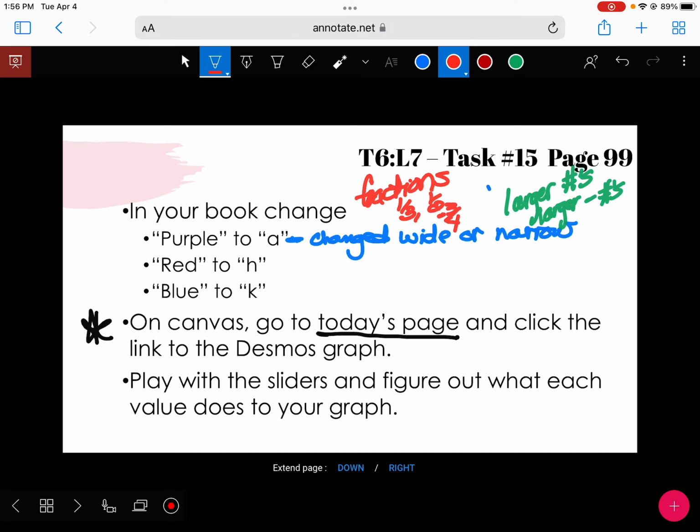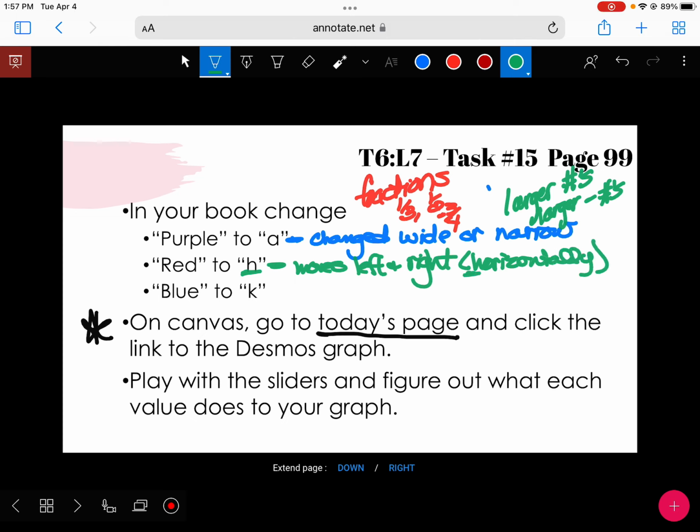What about for the H value? How does it change when you move that slider for H back and forth? Moves it left to right. Okay, moves left and right. And what we said, I don't know if you guys remember this, H stands for horizontal. So it is moving horizontally, left and right.